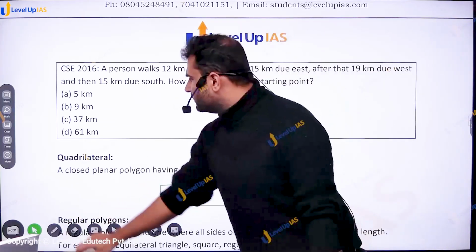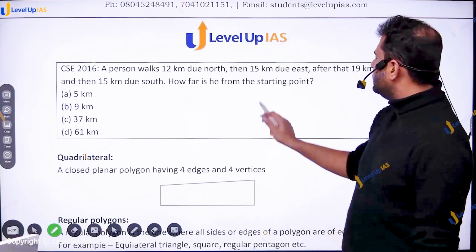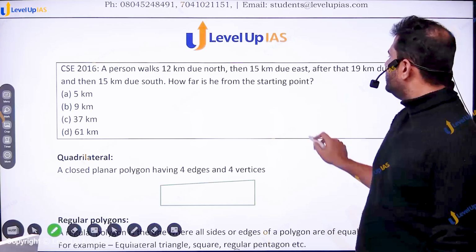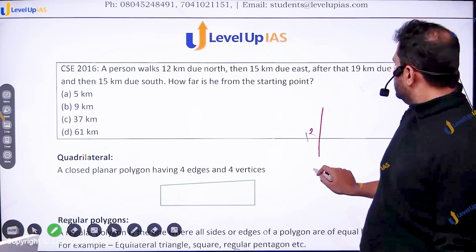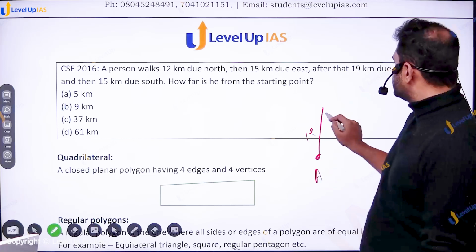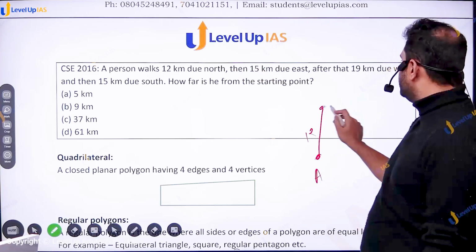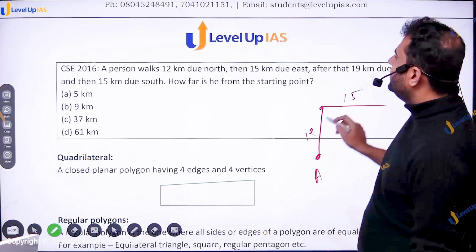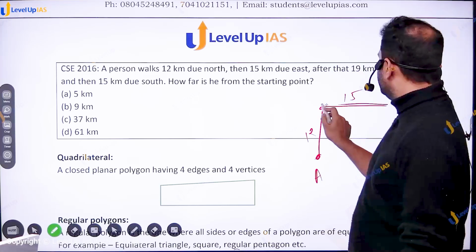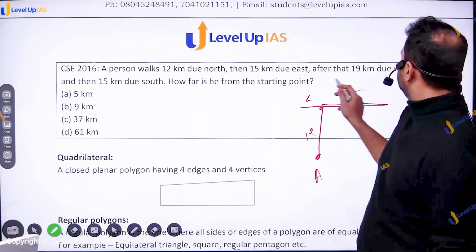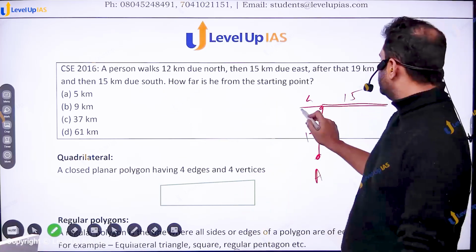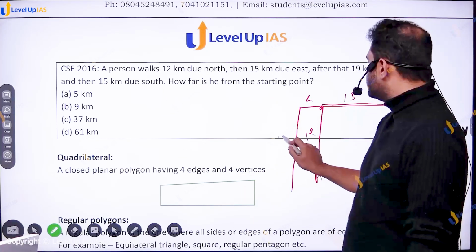Last question of the day. A person walks 12 km north and then 15 east. See, he walks 12 north. Person starts from here, let us say. He walks 12 north, then 15 east, then 19 west. 19 west is 15 back and 4 here, and then 15 south. So 15 south.